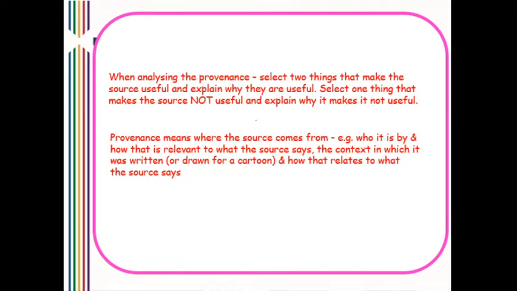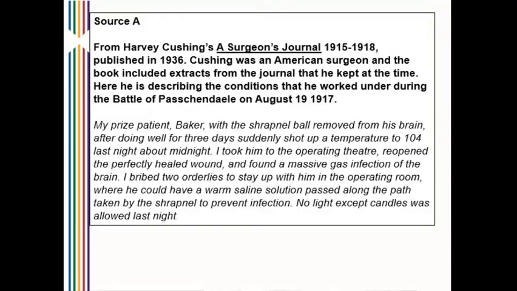So putting your historian's hat on now, select 1 thing that makes the source not useful and explain why that makes it not useful. Okay, so 2 useful, 1 not useful is usually the path that I would go down. So let's have another look at the source.